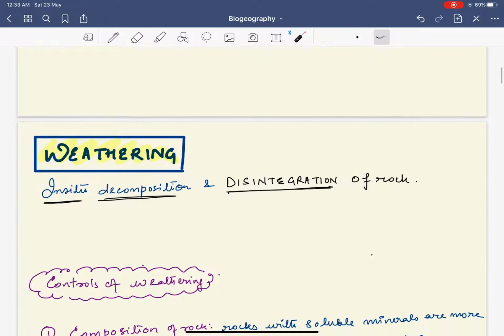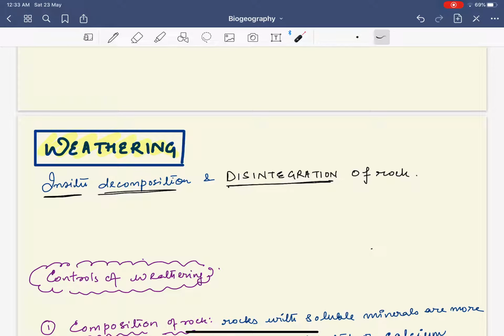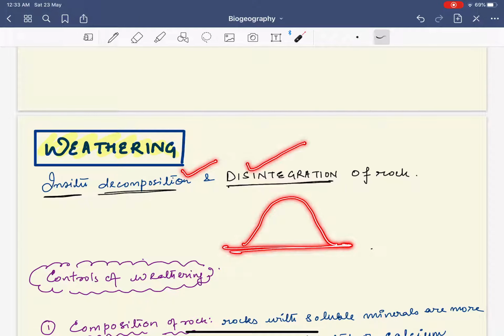Now, let's start. What is weathering? The simple definition that we have for weathering is nothing but in situ decomposition and disintegration of rocks. This is more than enough to describe what weathering is. Now, what is in situ? In situ means that wherever the rock or the landform is, it is decomposed and disintegrated within that particular position of the landform.